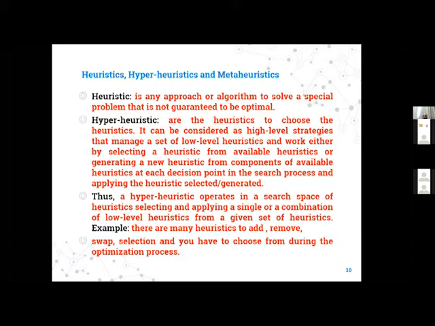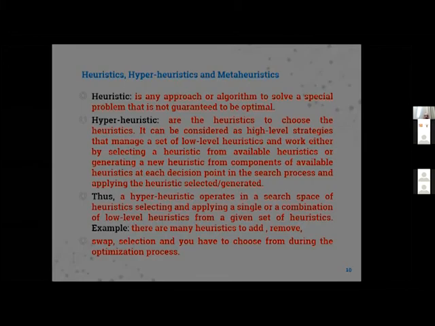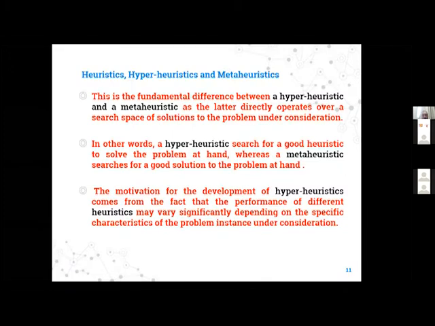The main role of hyper-heuristics is to manage the sub-heuristics or to determine which one is more appropriate to be used through the solution process. For example, there are many heuristics to add, remove, swap, and select, and you have to choose from them during the optimization process. This is the main role of hyper-heuristics.